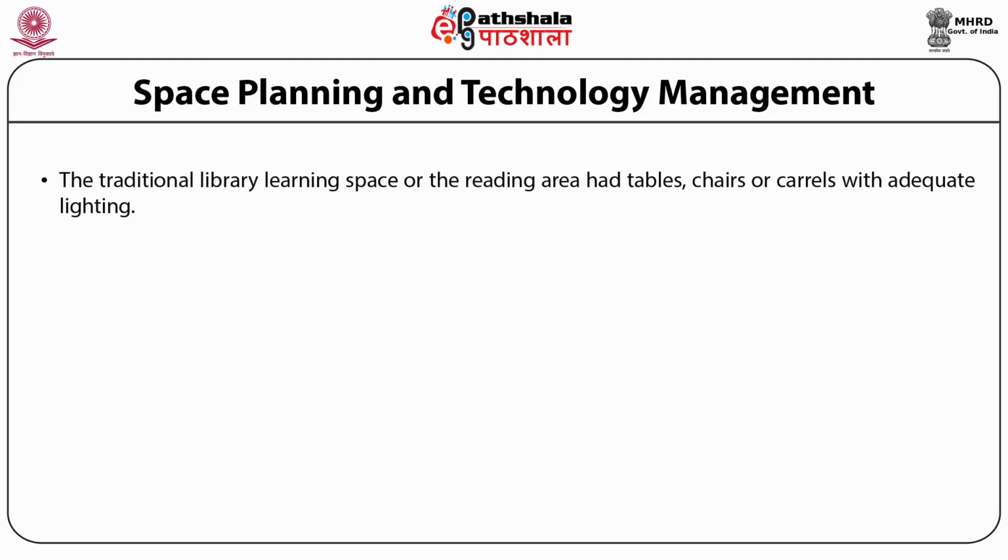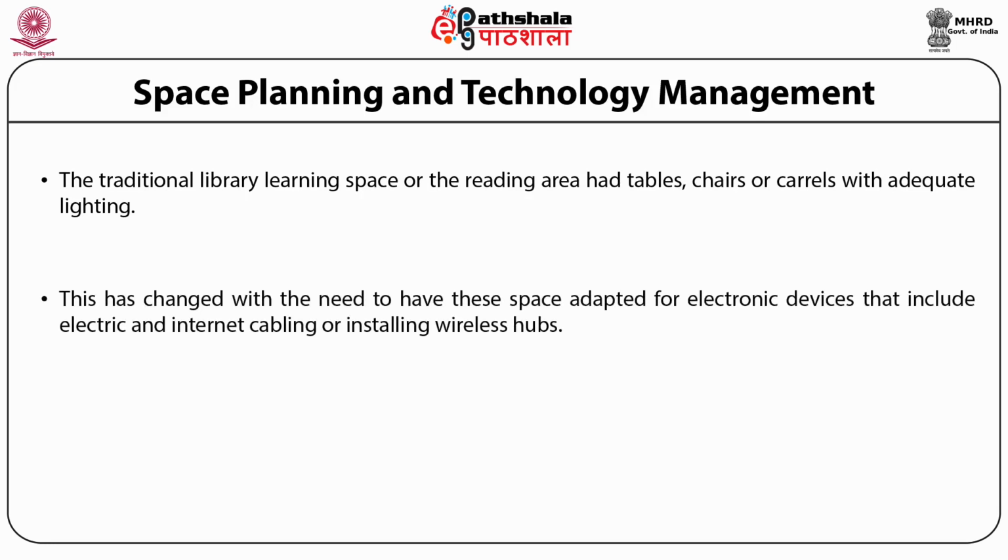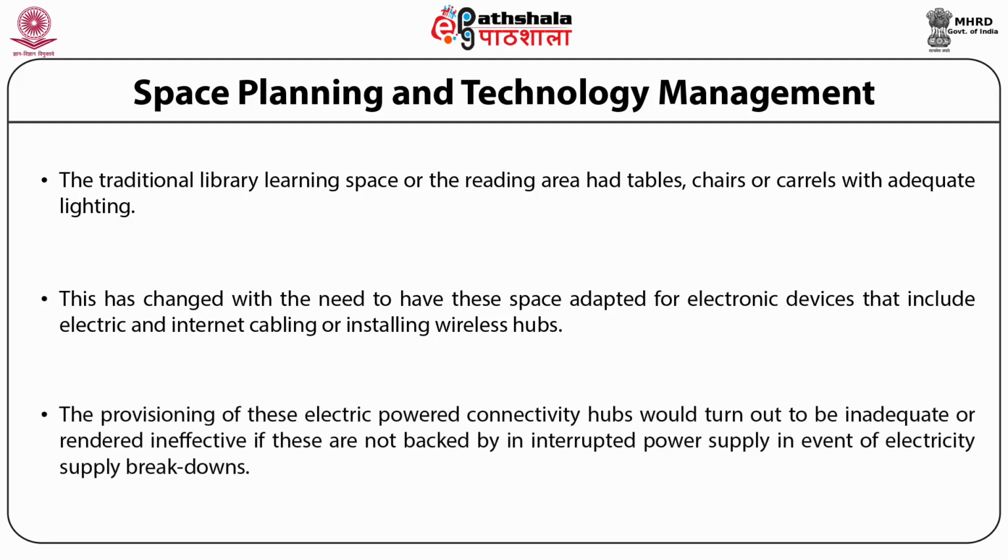The traditional library learning space or reading area had tables, chairs, or carrels with adequate lighting. Now, this has changed with the need to adapt the space for electronic devices that include electric and internet cabling or installing wireless hubs. The provisioning of these electric powered connectivity hubs would turn out to be inadequate or ineffective if these are not backed by uninterrupted power supply in the event of electricity supply breakdowns. So, in addition to the core technologies, space needs to be planned for systems such as uninterrupted power supply. When you talk about technology management today, space management is also a key factor that one needs to consider.